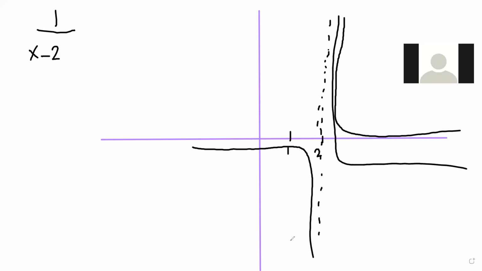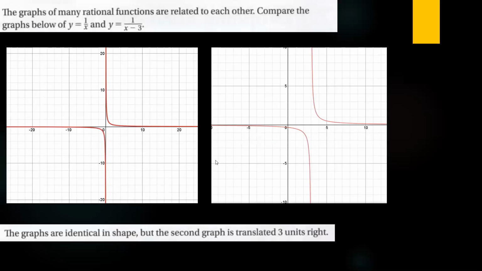But this is the first step here, that you have to know that at point 2, don't touch my curve. Please don't touch it, because this 2 is an excluded value for you. Don't touch it. Don't reach it. This is the meaning of the excluded value. Okay. So now, this is here for 1 over x.